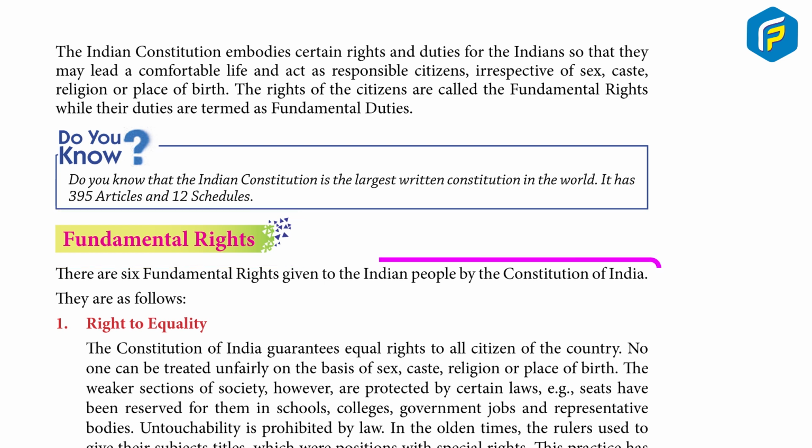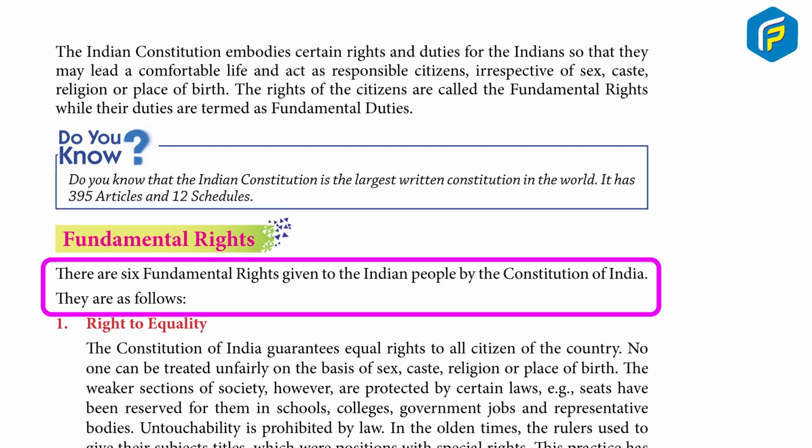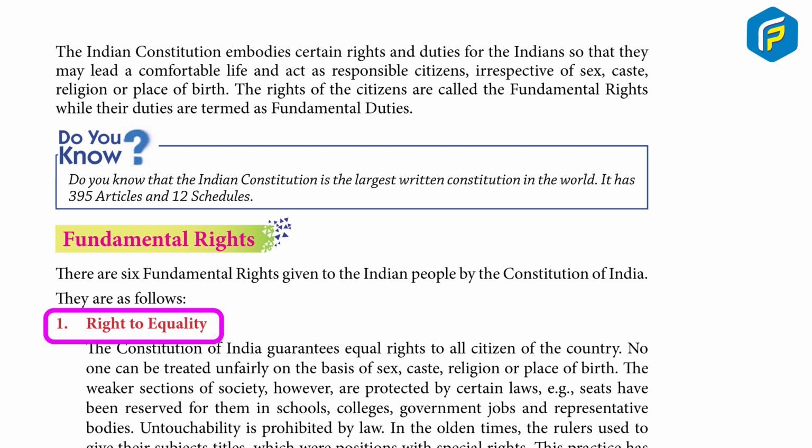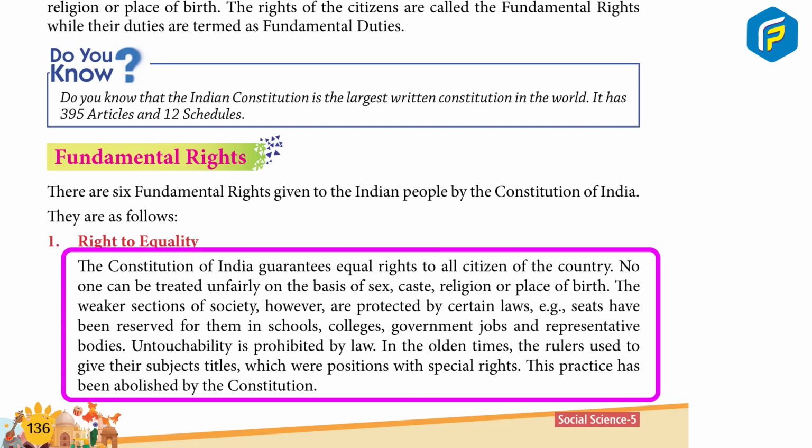Fundamental rights. There are 6 fundamental rights given to the Indian people by the Constitution of India. They are as follows. 1. Right to equality. The Constitution of India guarantees equal right to all citizens of the country. No one can be treated unfairly on the basis of sex, caste, religion, or place of birth. The weaker sections of society, however, are protected by certain laws.